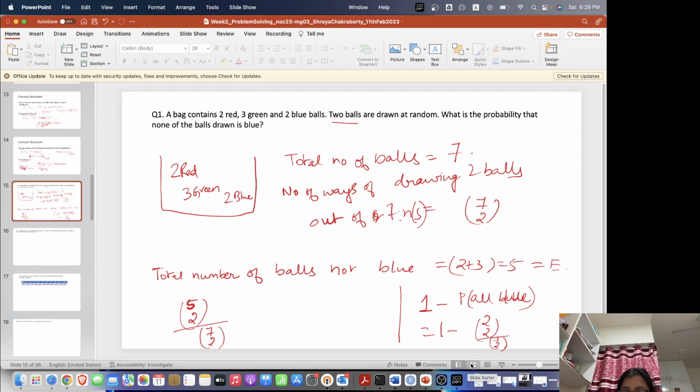Okay. If we just calculate 5 into 4 by 2, over 7 into 6 by 2, this is nothing but 20 by 42, which is 10 upon 21. Okay.